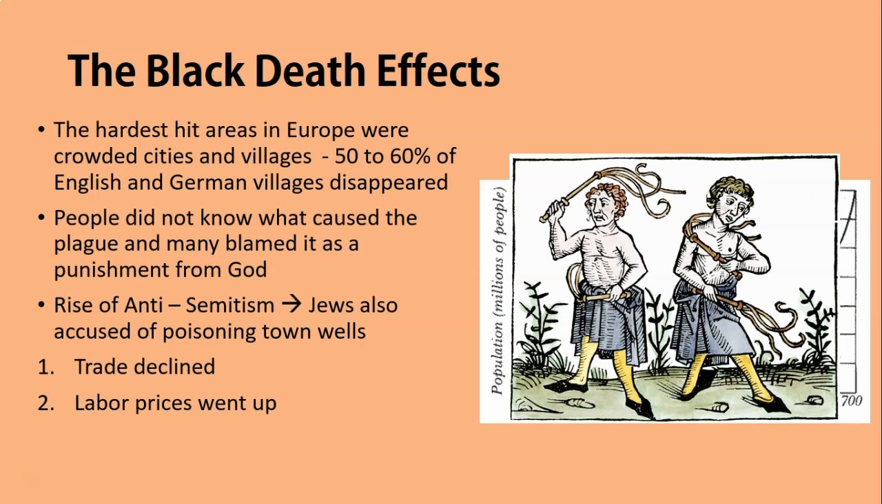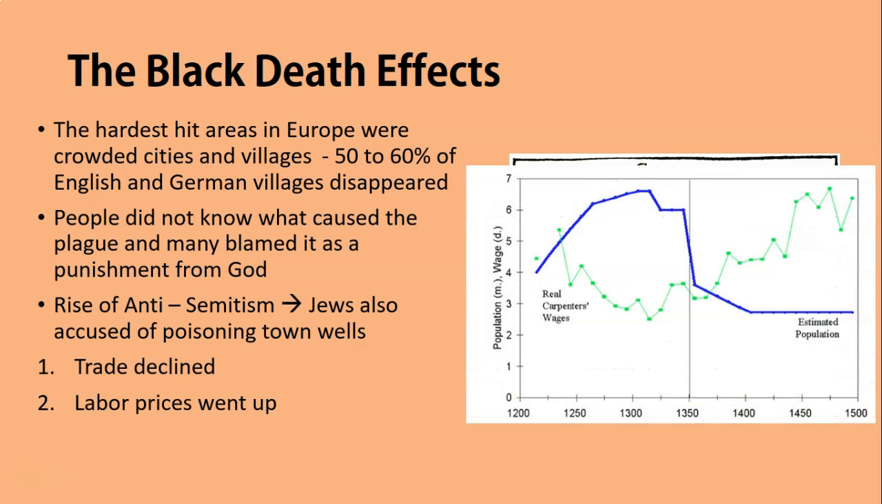The second thing, labor prices are going to go up, and you can see this here on this chart. So we can see this blue graph is our estimated population. This is before the Black Death. We're going to go up, we're going to go up. Oh, we go down a little bit, stagnate, and then we have a major drop off, and this is the plague right here. And then at the same time, you can see carpenters' wages, about around the same time as the population goes way down, the carpenter wages go way up.